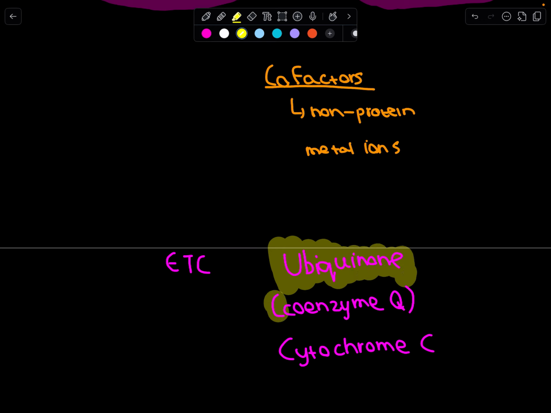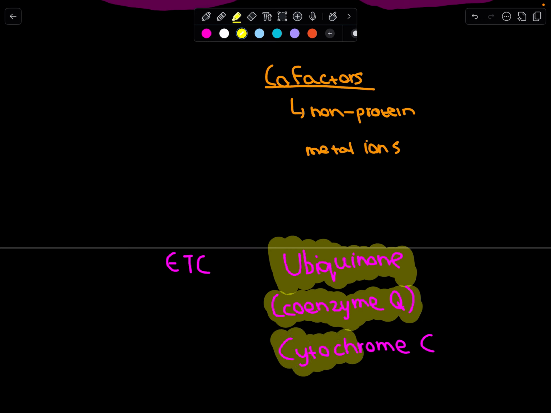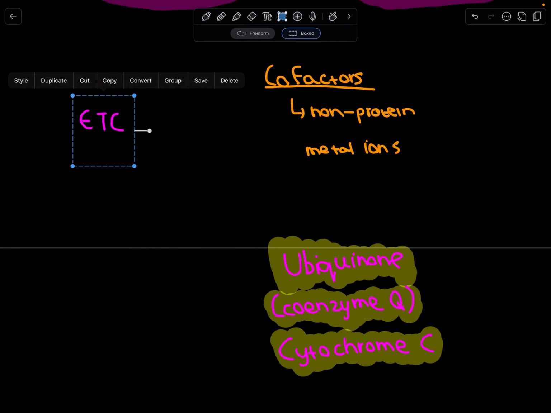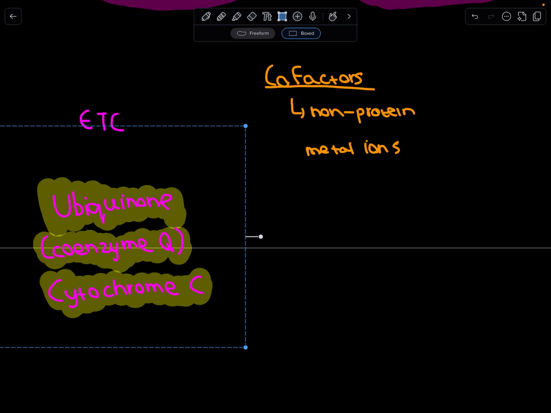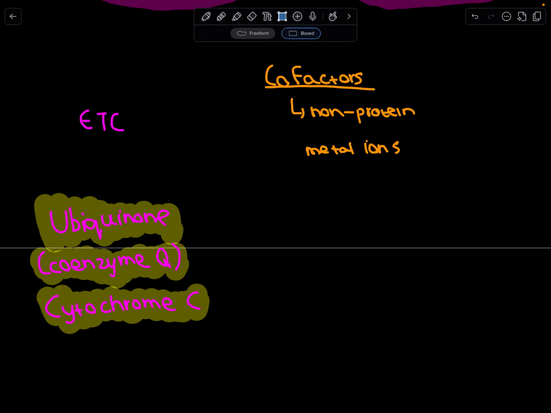Ubiquinone, also called coenzyme Q or CoQ, and cytochrome C are key players in the electron transport chain, acting as mobile electron carriers that shuttle electrons between the major protein complexes. Coenzyme Q is a lipid-soluble molecule that hangs out in the inner mitochondrial membrane. It picks up electrons and protons from complexes 1 and 2, getting reduced to ubiquinol, then diffuses to complex 3 to pass those electrons on. This handoff helps pump protons to build the gradient for ATP synthesis.